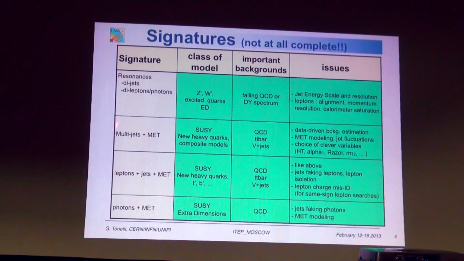If you want, you can use signatures like multi-jets and missing ET, for example for SUSY, but also for new heavy quarks or composite models. Again, those are generic signatures. You see SUSY appears in different signatures.